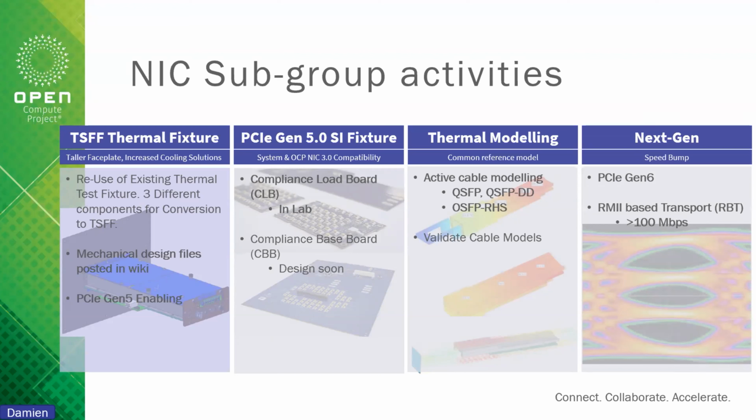And last but not least, as a group, we also look into the next gen speed. For example, PCIe Gen 6, which we'll talk more about later, is currently in the Rev 1.0 base spec, as well as the RMI-based transport, which we'll talk more about as well.